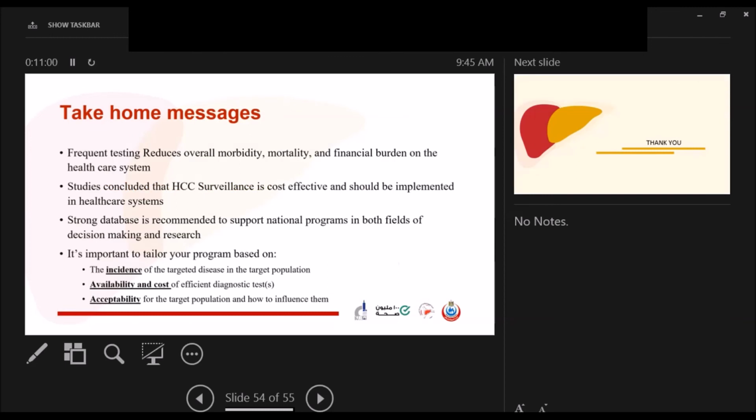What are the take-home messages? Frequent testing will reduce overall morbidity, mortality, and financial burden on healthcare systems. Studies conclude that HCC surveillance is cost-effective and should be implemented in healthcare systems. A strong database is recommended to support national programs in both decision-making and research. It's important to tailor your program based on the incidence of the target disease in your population, availability and costs of efficient diagnostic tests, and accessibility of the target population, and how to influence them to be in the program.